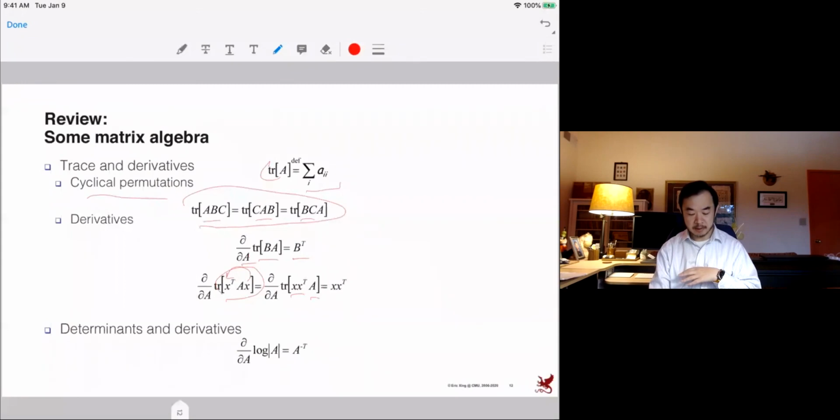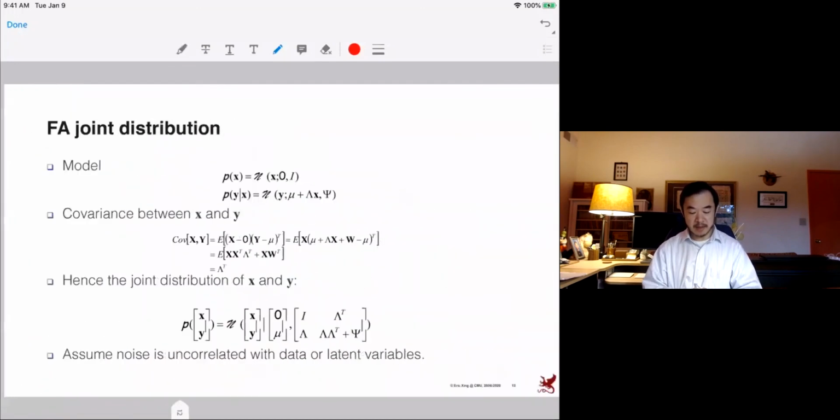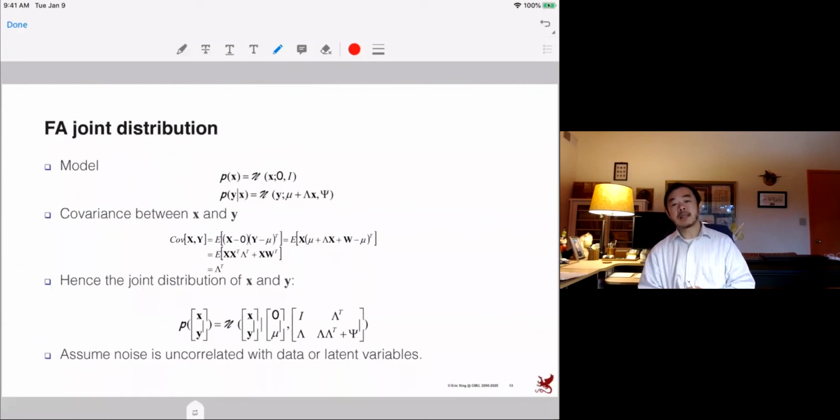And then when you take the derivative with respect to A, you have only this thing left. So it's very neat. And for the determinant of the matrix, if you take a logarithm of the determinant with respect to the matrix, you get the matrix itself. Okay. All right. So these are just some rules we are going to use in a second to derive our EM algorithm. Now let's see how to solve the EM problem for factor analysis.